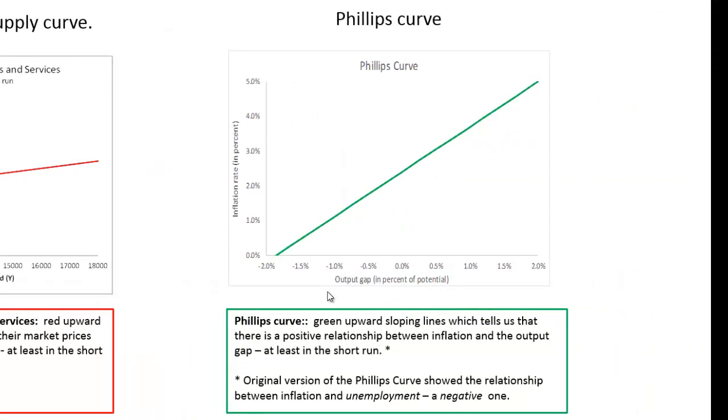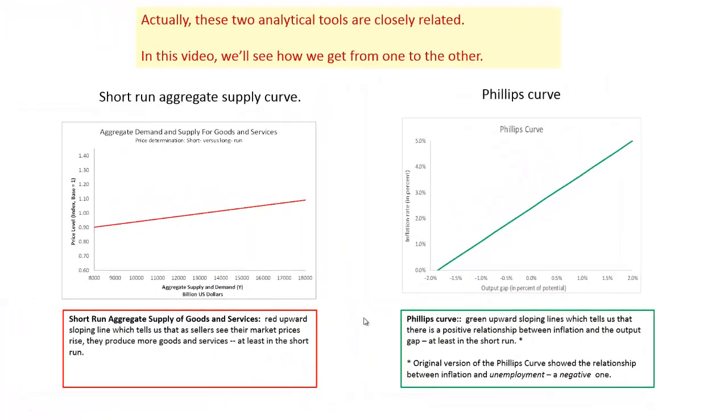Over here in the Phillips curve, this is a green upward sloping line that tells us that there's a positive relationship between inflation, the rate of growth of price levels, and the output gap, at least in the short run. Now we might mention that the original version of the Phillips curve showed a relationship between inflation and unemployment, and that was a negative one. But in more modern versions of the Phillips curve, we have the output gap on the horizontal axis and the inflation rate in percent on the vertical axis. Actually, these two analytical tools are closely related. In this video, we're going to see how we get from one to the other.